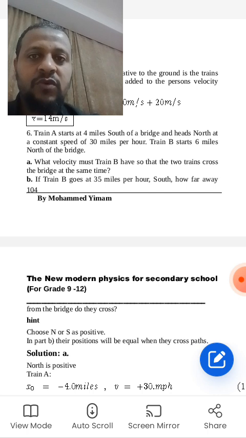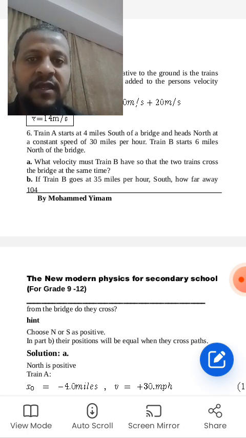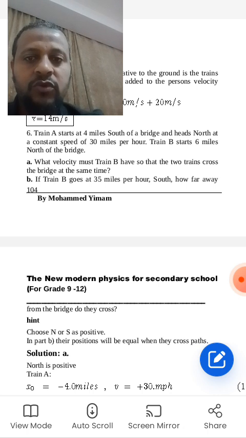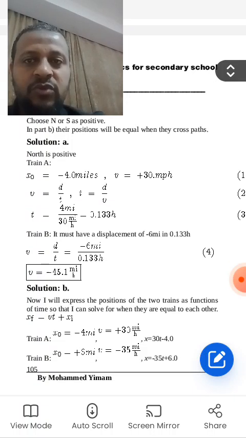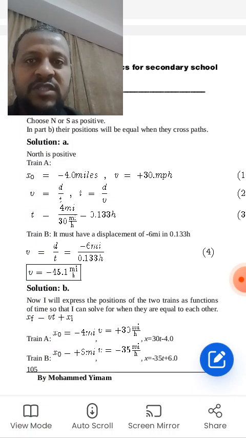B. If train B goes at 35 miles per hour south, how far away from the bridge do they cross? Hint: choose north or south as positive. In part B, their positions will be equal when they cross paths. Solution: A. North is positive.